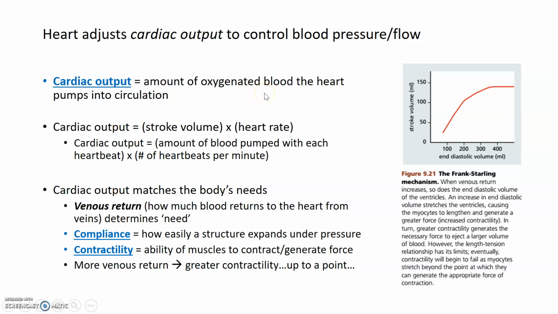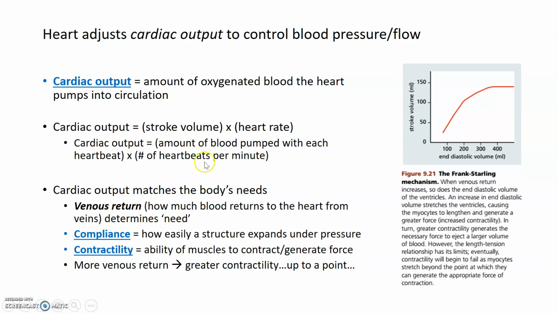And another way that the heart can actually adjust the amount of blood pressure and flow is by adjusting what's called the cardiac output. And so cardiac output is simply the amount of blood that the heart pumps out into the circulation. And it can be defined by a particular equation, which you can see here. Cardiac output is equal to the stroke volume times the heart rate. And in sort of more normal terms, that means that cardiac output is equal to the amount of blood pumped with each heartbeat, which is the stroke volume, times the number of heartbeats per minute, or heart rate.